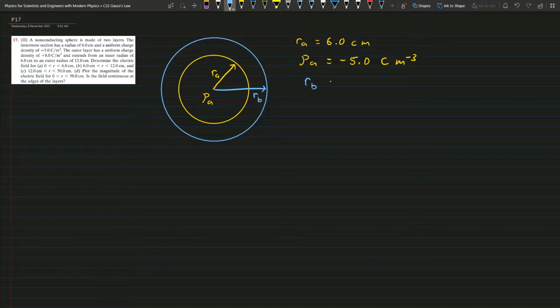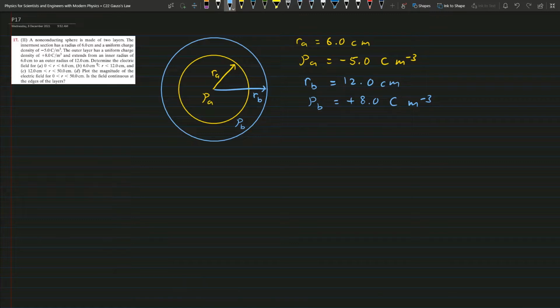This RB will equal 12 cm, and the charge density here is equal to positive 8.0 coulombs per meter cube. So this is the basic information.